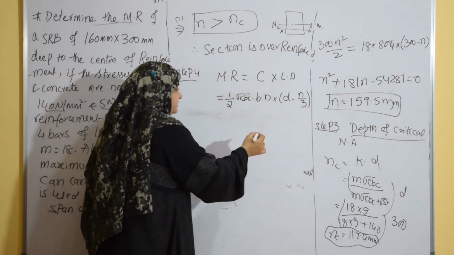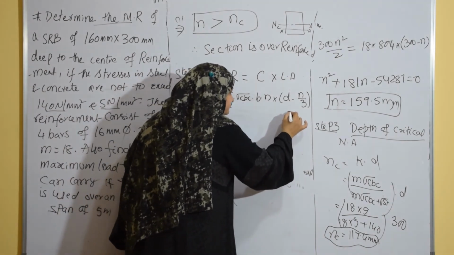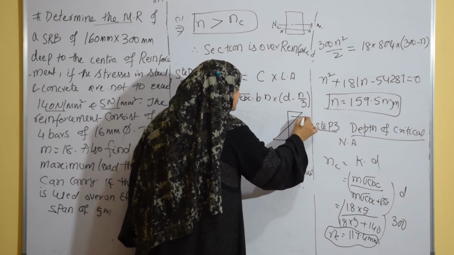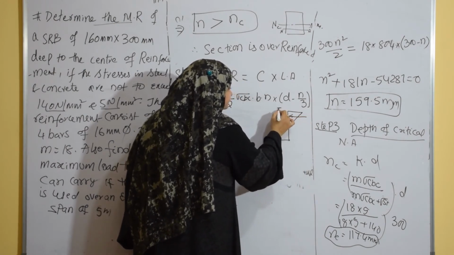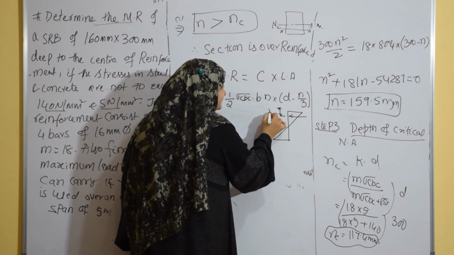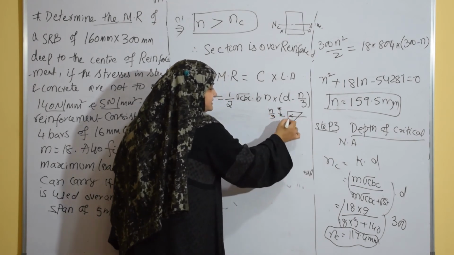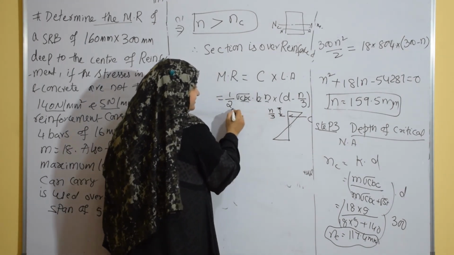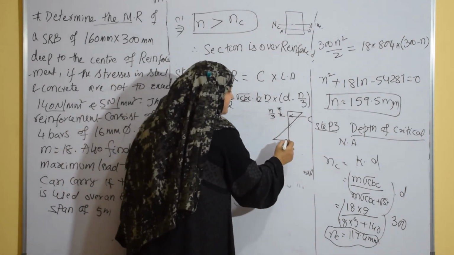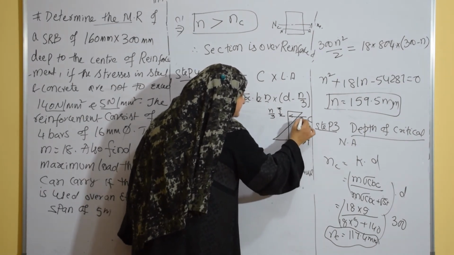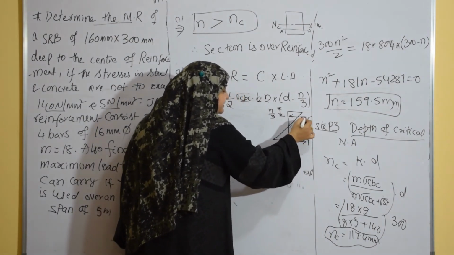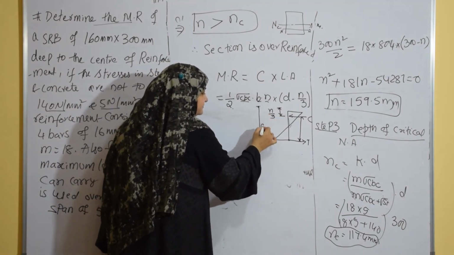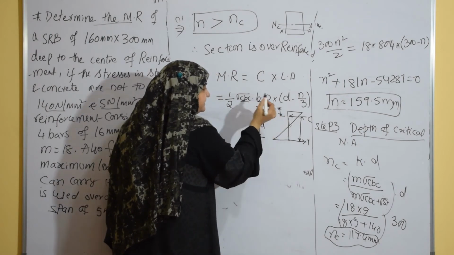Okay, so if you want, I can just show you the stress diagram, right? So this was the compressive force, which will act at N by 3, because this is a triangle, right? This compressive force is equal to stress into area. Then lever arm is the perpendicular distance between compressive force and tensile force. So this complete was D. Then lever arm will be equal to D minus N by 3.